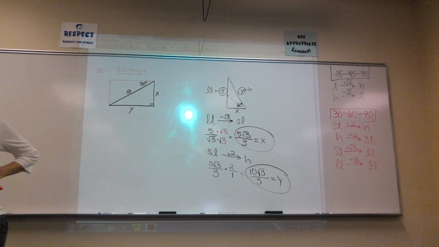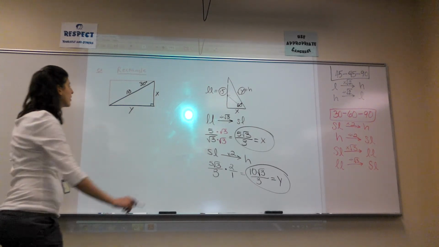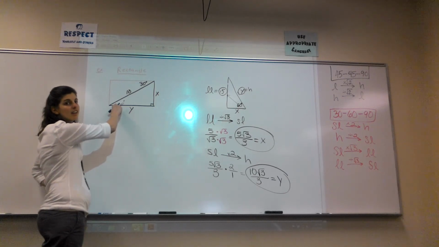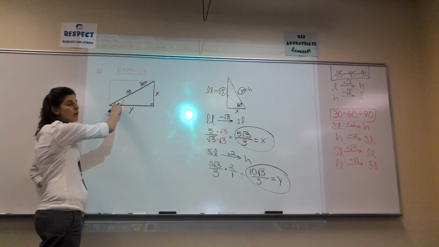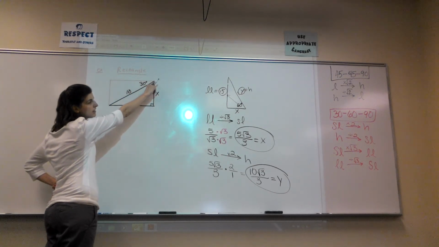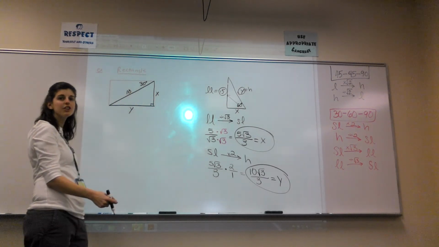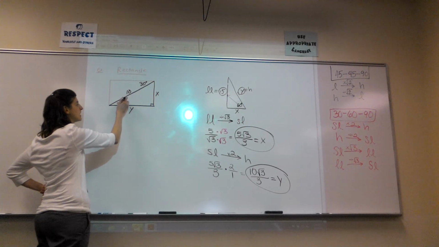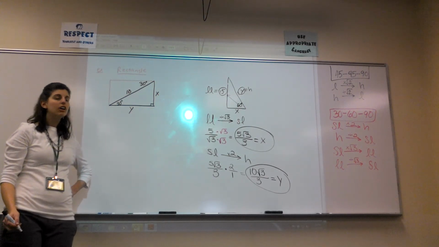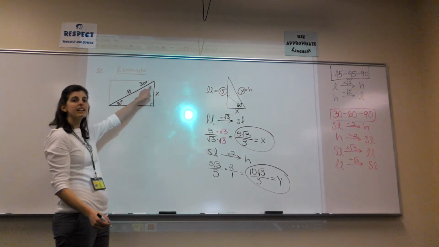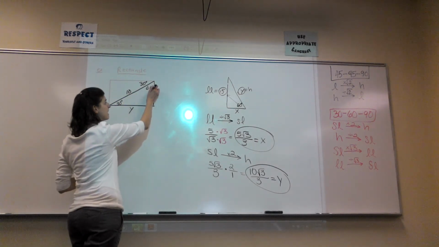How do you know we have a 30-60-90 right triangle? Can you walk me through some of the reasoning for that? 30 over here? Yeah. Hey, what kind of lines are these? Parallel. And alternate interior angles in parallel lines are congruent. So therefore, this is 30 degrees here. They're parallel because it's a rectangle. Okay? That's one perfect set of reasoning right there.